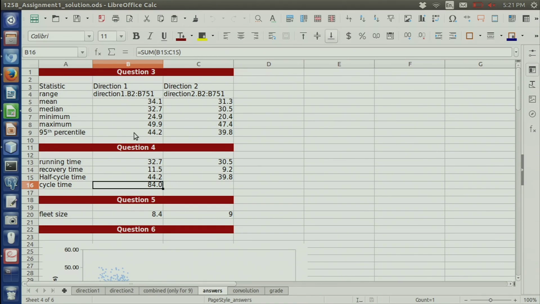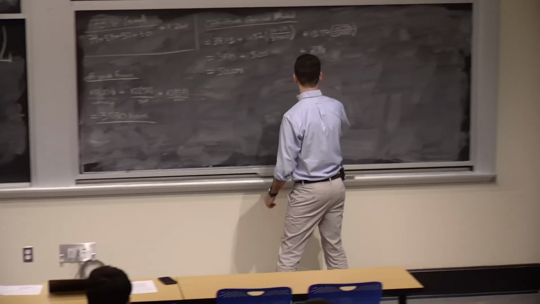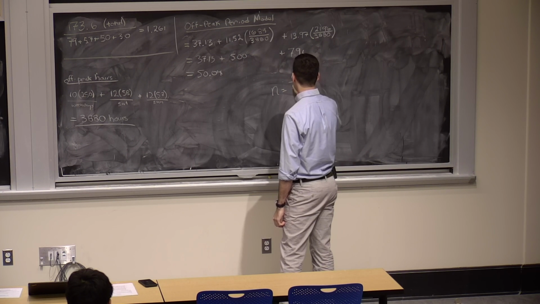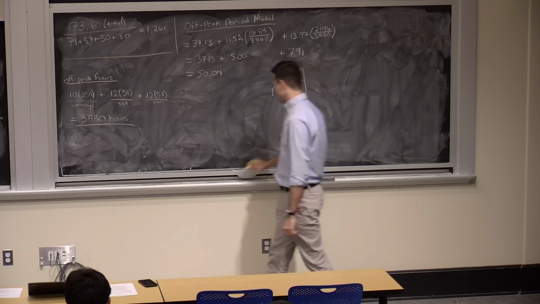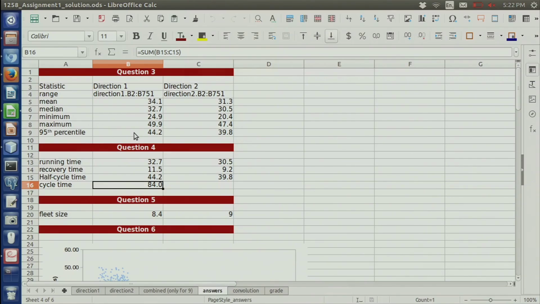And there's an equation, which is maybe the most important equation in the whole course. Number of vehicles equals cycle time divided by headway. And you need to round up. So cycle time is 84 minutes. The headway we said was 10 minutes. So that's 84 divided by 10, it's 8.4. Round up, that's 9 vehicles. So you need 9 vehicles to operate the bus route.